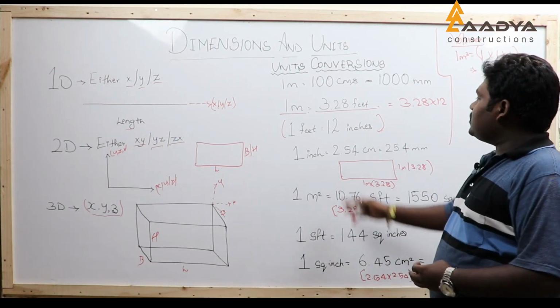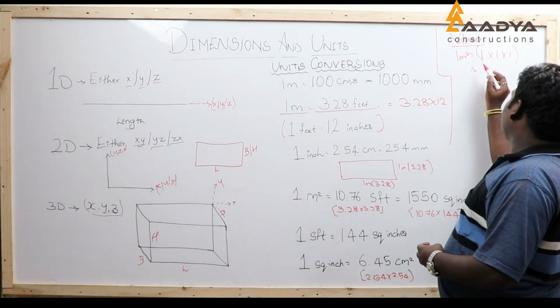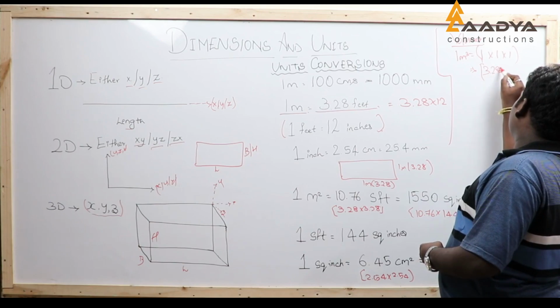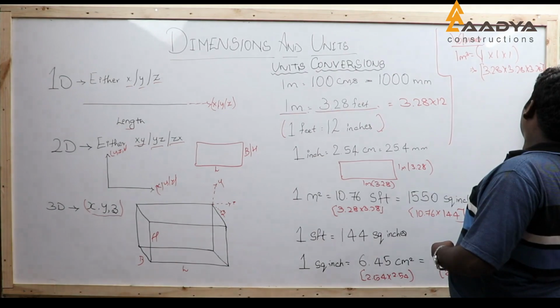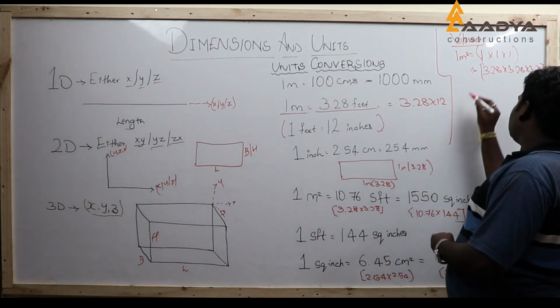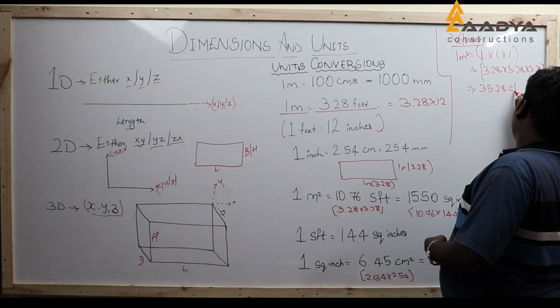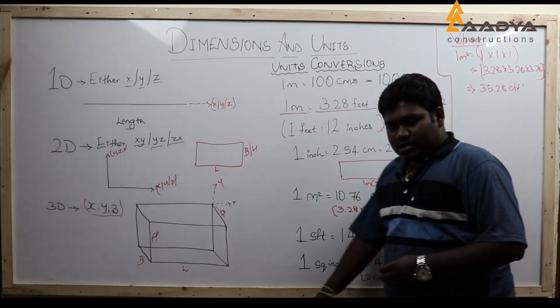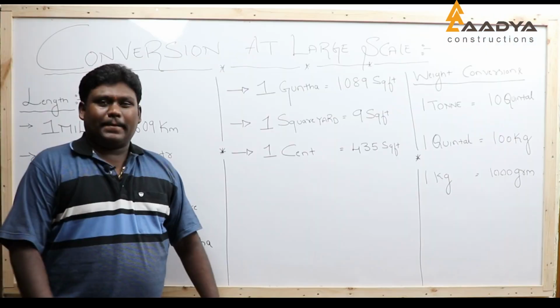So coming back to the basic forms, we have 1 meter is equal to 3.28 feet. So if you want to convert it, multiply 3.28 into 3.28 into 3.28. On solving this, you get 35.28 CFT. That is nothing but my cubic feet.